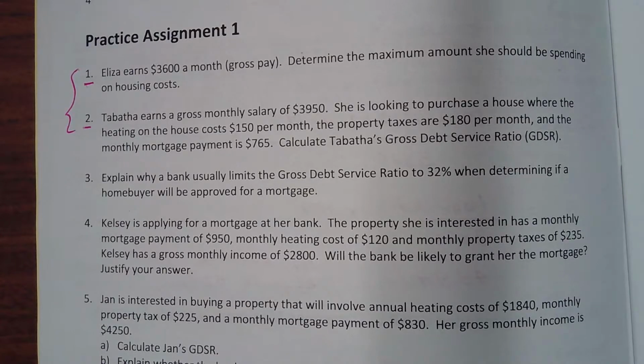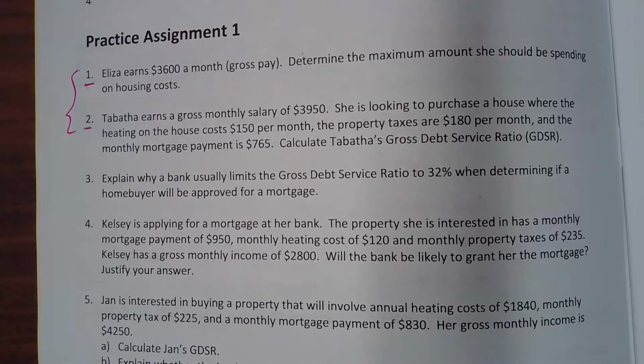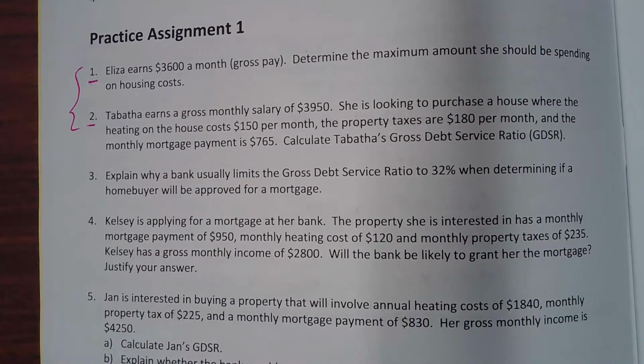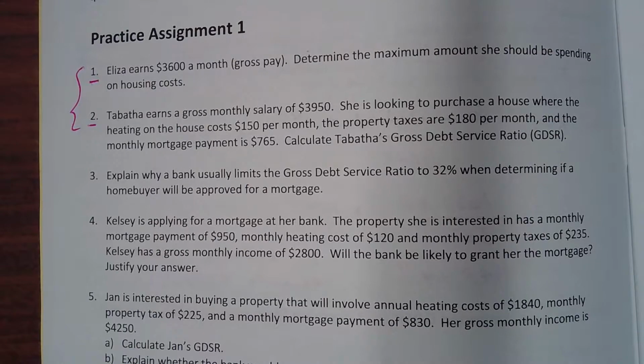Where do I get the information for this one? Oh, determine the maximum. Oh yeah, the 32%. So the maximum is how much they're earning. So just take 32% of that.